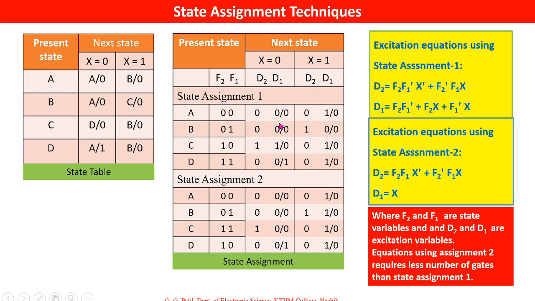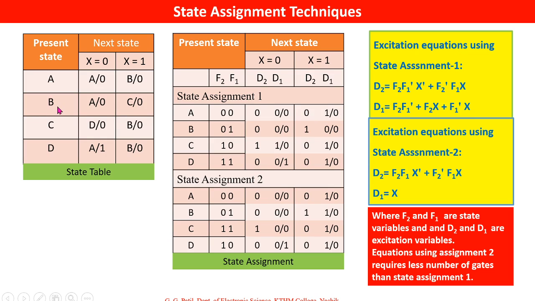They are given here. See, in the first original table, with present state A and x equals 0, next state is A and output is 0. And for A, the assigned code is 0 0, so next state is 0 0 and output is 0. And under x equals 1 input condition, B is the next state and output is 0. So since B has assigned 0 1, 0 1 is the next state and 0 is the output.